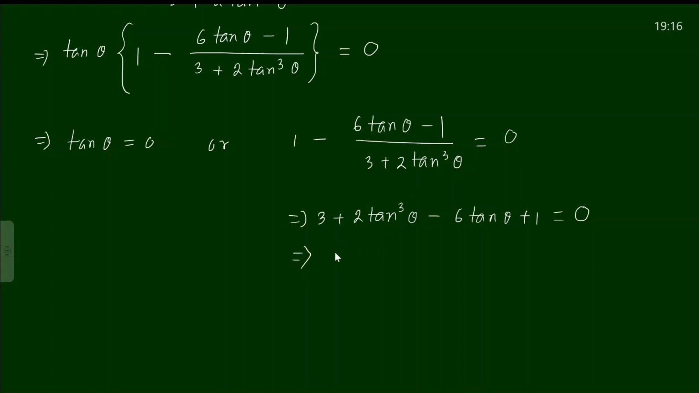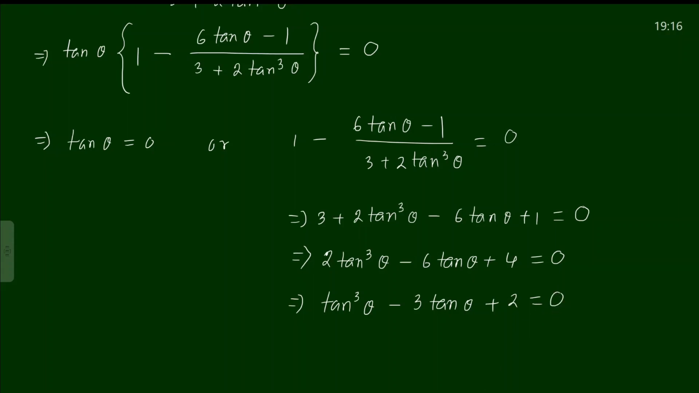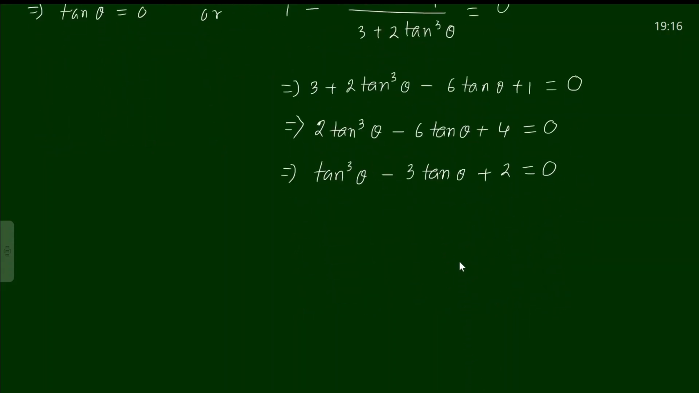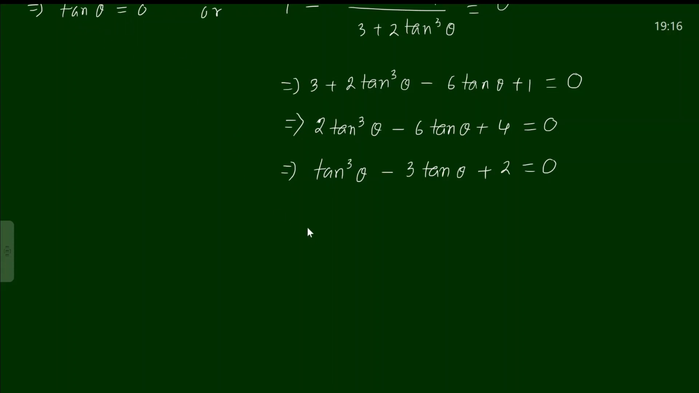And we write this in this way, 2 tan cube theta is already here, then minus 6 tan theta is there, 3 plus 1 is 4, so this is equal to 0. Now we can divide by 2 here, so we will have only tan cube theta minus 3 times tan theta plus 2 is equal to 0. And from here you see how we have to solve this one. One of the solutions is already obtained, tan theta equal to 0.